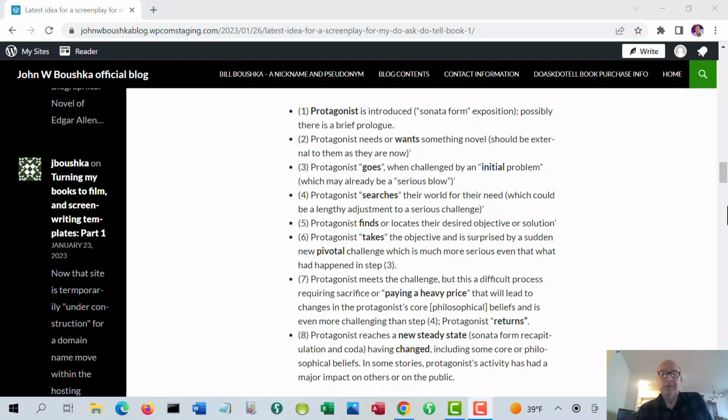The protagonist then, after having this initial problem, searches for a challenge so that they can meet their want more successfully. And that may be quite extensive and may require a lengthy adjustment, personal growth of some kind, more than they expected. But the protagonist eventually finds and locates the desired objective or solution.